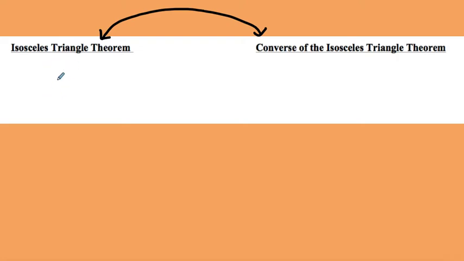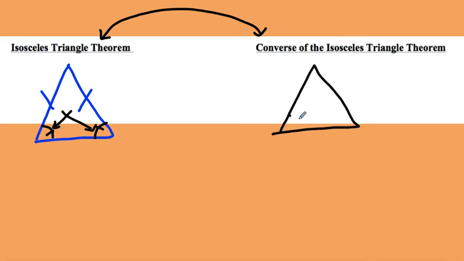So the isosceles triangle theorem basically says that if you have an isosceles triangle with two congruent sides, then the angles opposite those sides are congruent. The converse would be that you have a triangle that has two congruent angles. If I have a triangle with two congruent angles, then the sides opposite those angles would be congruent. So I want you to think about that a little bit as we move ahead, because working backwards and forwards between these two can be really helpful.